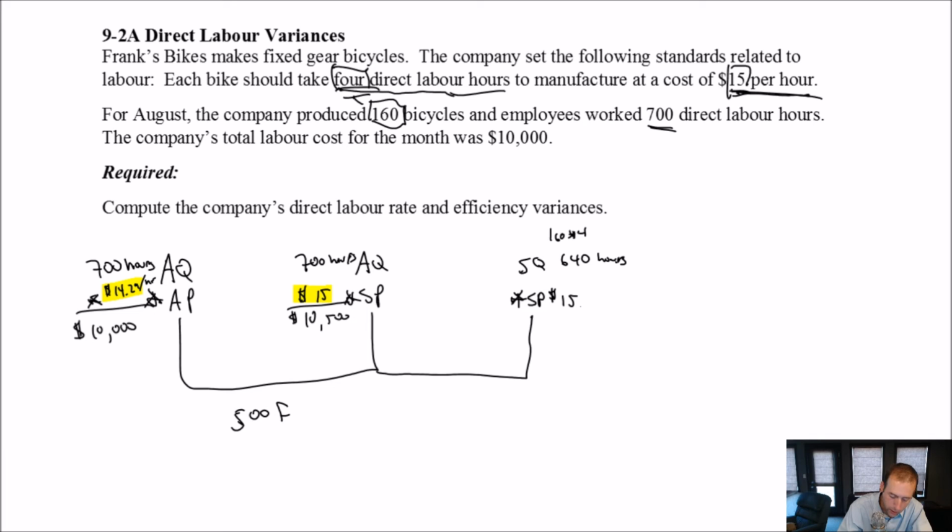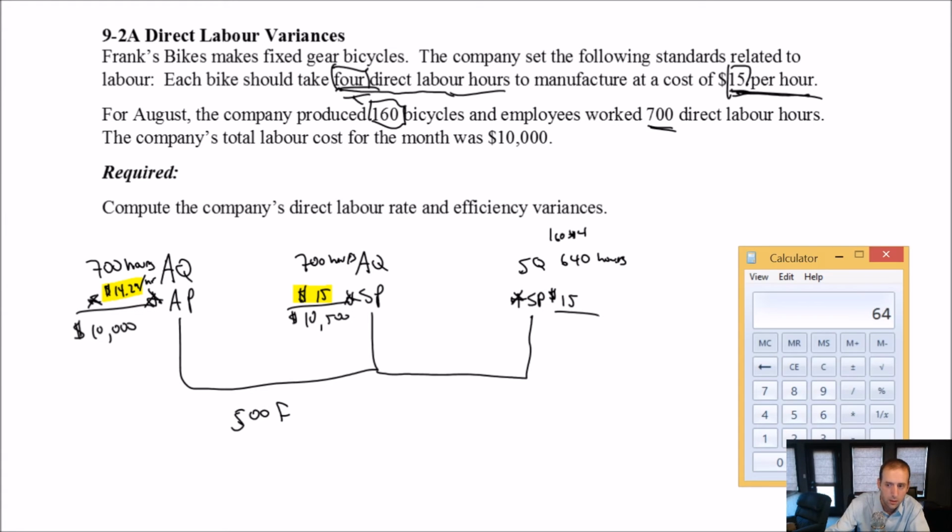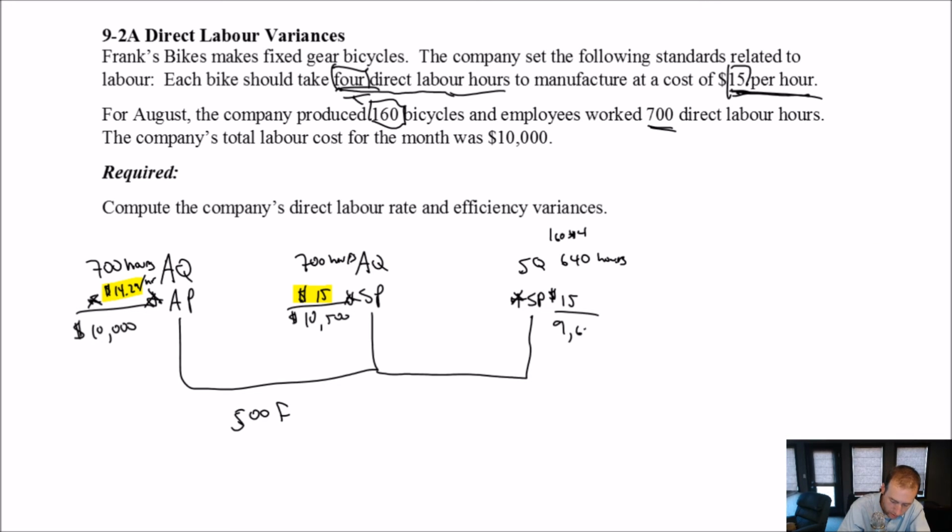Our standard price is $15 an hour, so 640 times $15 an hour is $9,600. So comparing these two, 10,500 and 9,600, we're off by 900. There's a $900 variance. Now, is this variance good or bad? Is it favorable or unfavorable?